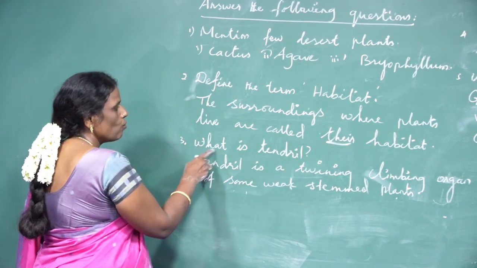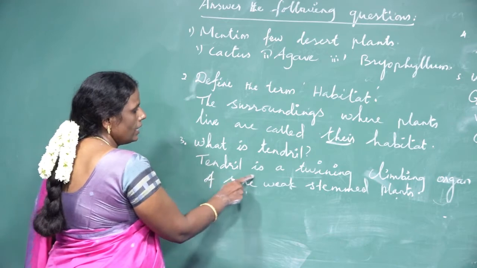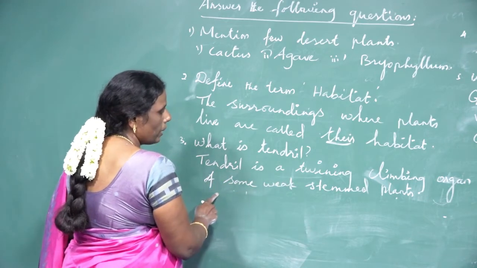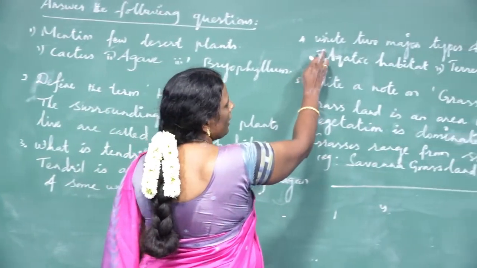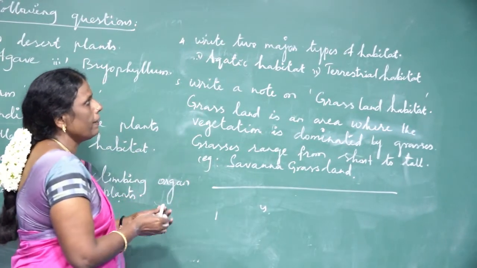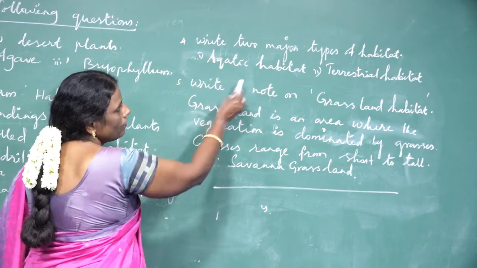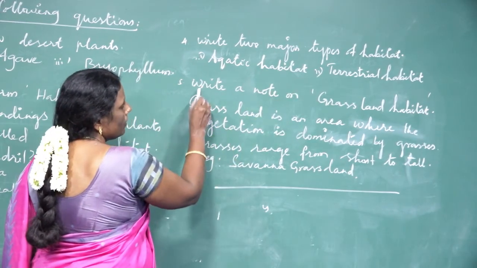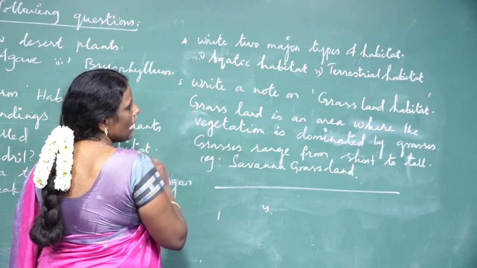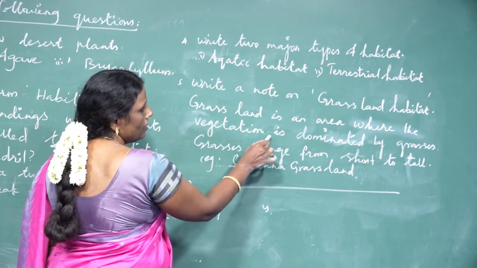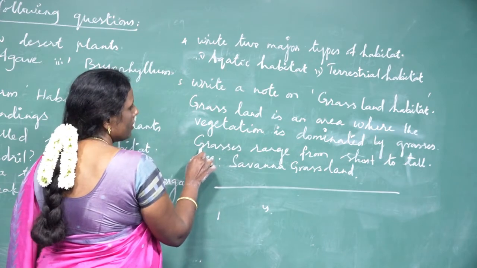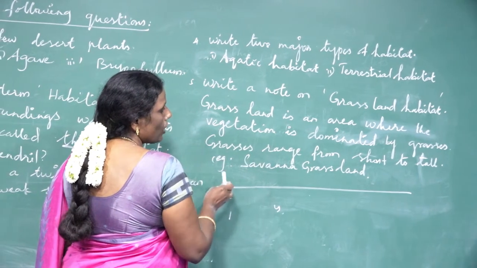See the third question. What is tendril? Tendril is a twining climbing organ of some weak-stemmed plants. See the fourth question. Write two major types of habitat. Aquatic habitat and terrestrial habitat. Write a note on grassland habitat. Grassland is an area where the vegetation is dominated by grasses. Grasses range from short to tall.